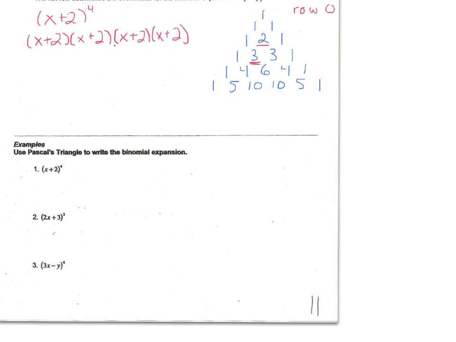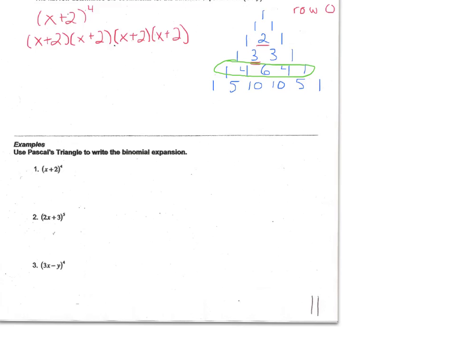So now we're going to use Pascal's triangle to help us expand x plus 2 raised to the 4th. So the first thing we're going to do is make sure that we're using the 4th row since this is being raised to the 4th power. So I'm just going to highlight the 4th row, or circle it. So these are the numbers that we're going to use for our coefficients.